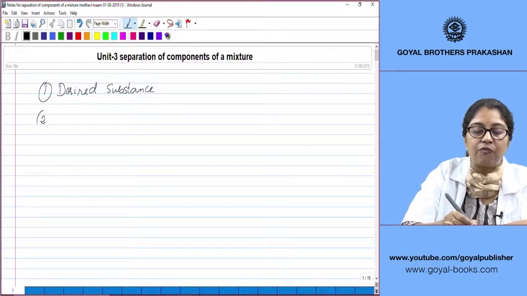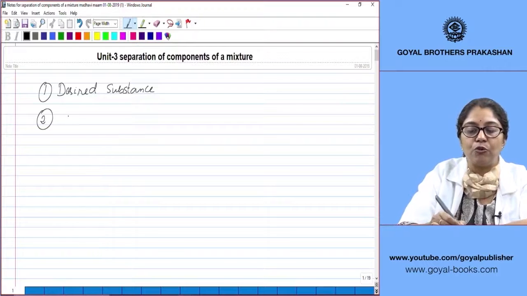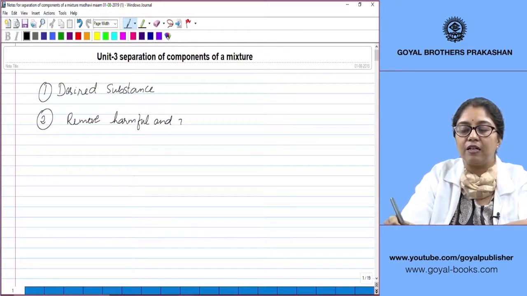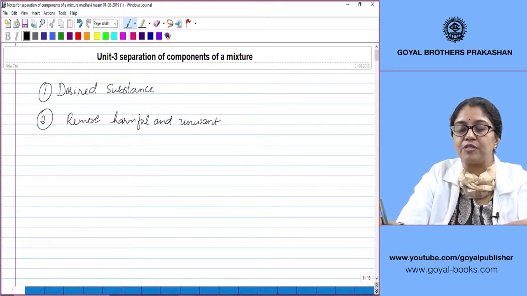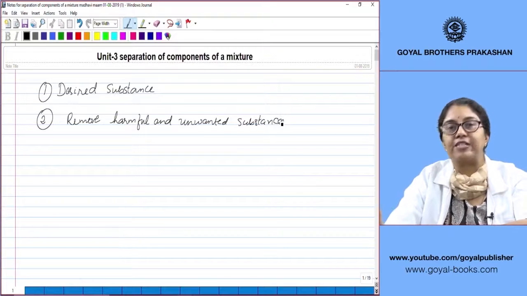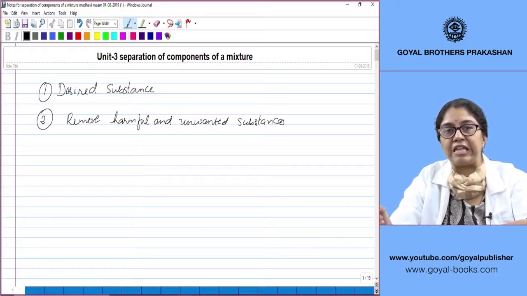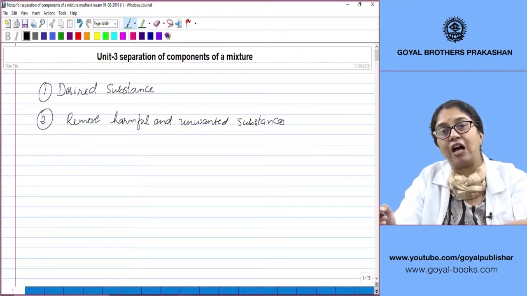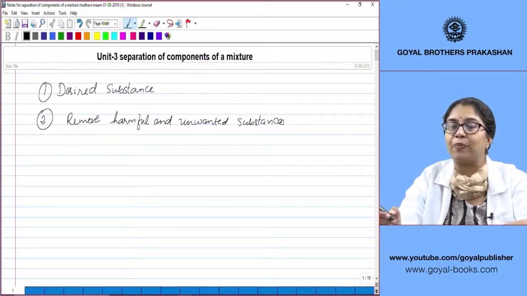The second reason why we need to separate a mixture is to remove harmful and unwanted substances. For example, children, your pulses and your rice may contain some small stones or something which are harmful as well as unwanted. So, we have to remove these unwanted substances from the substances which we require. That is, we need to separate the stones from the rice grains or the pulses.